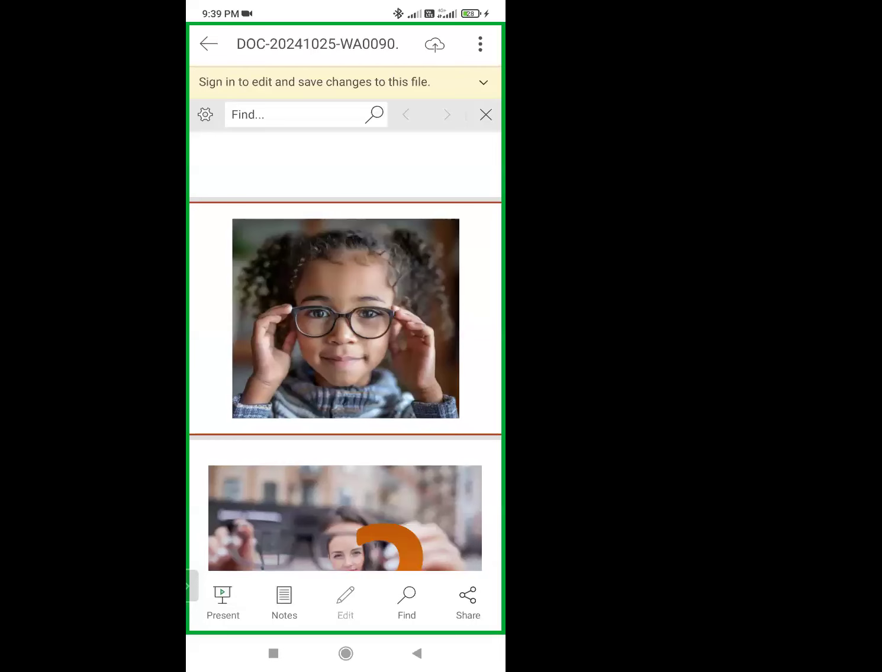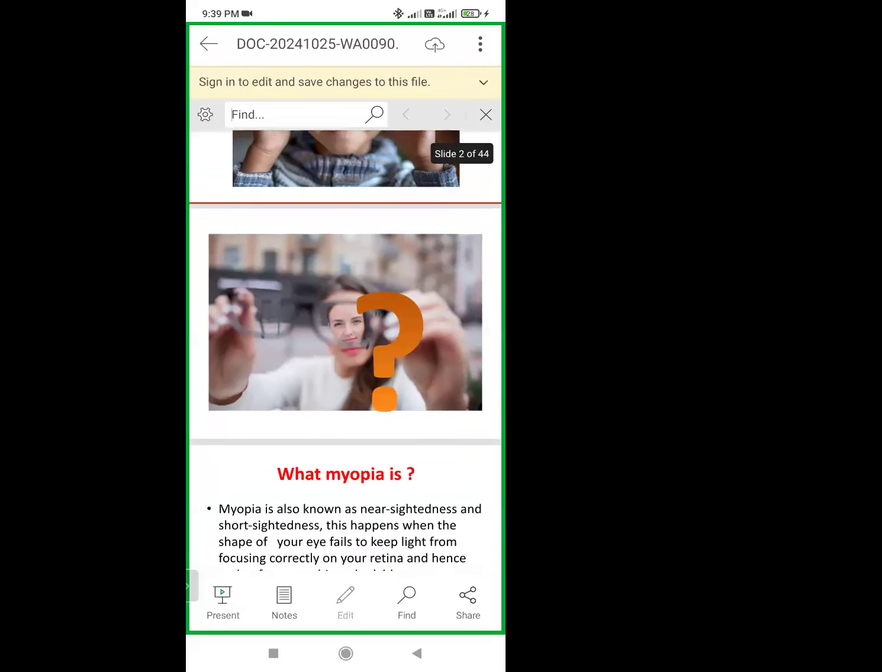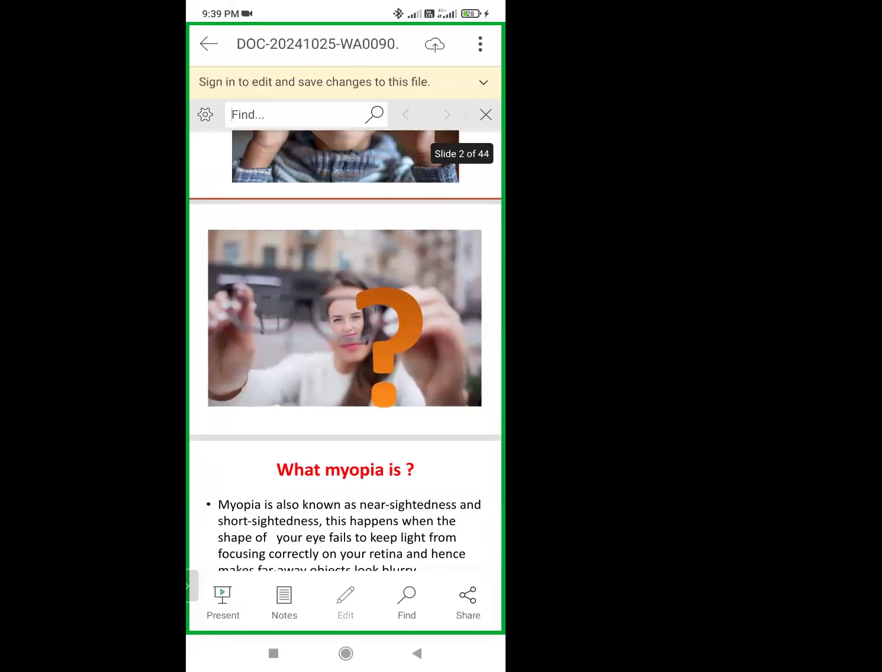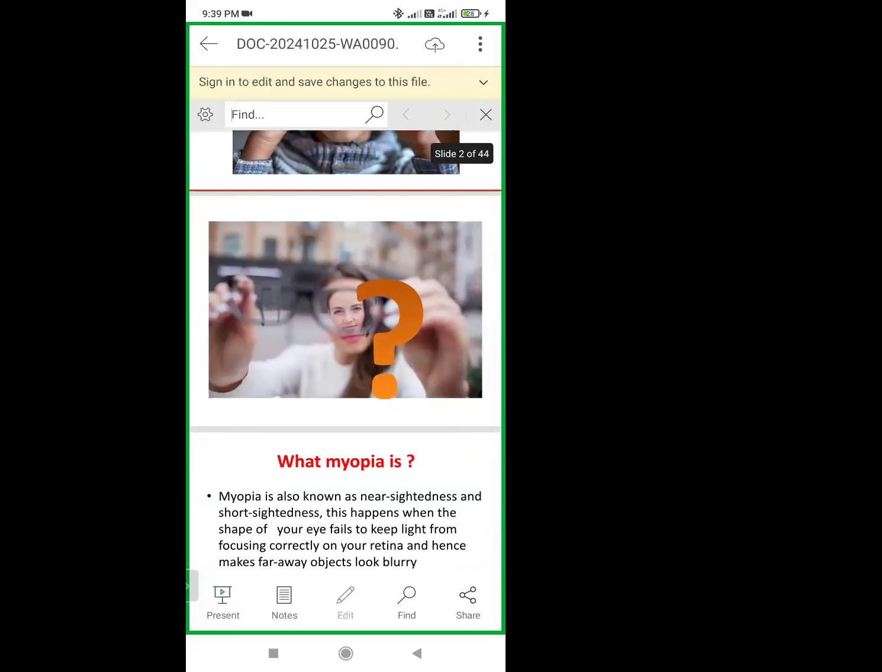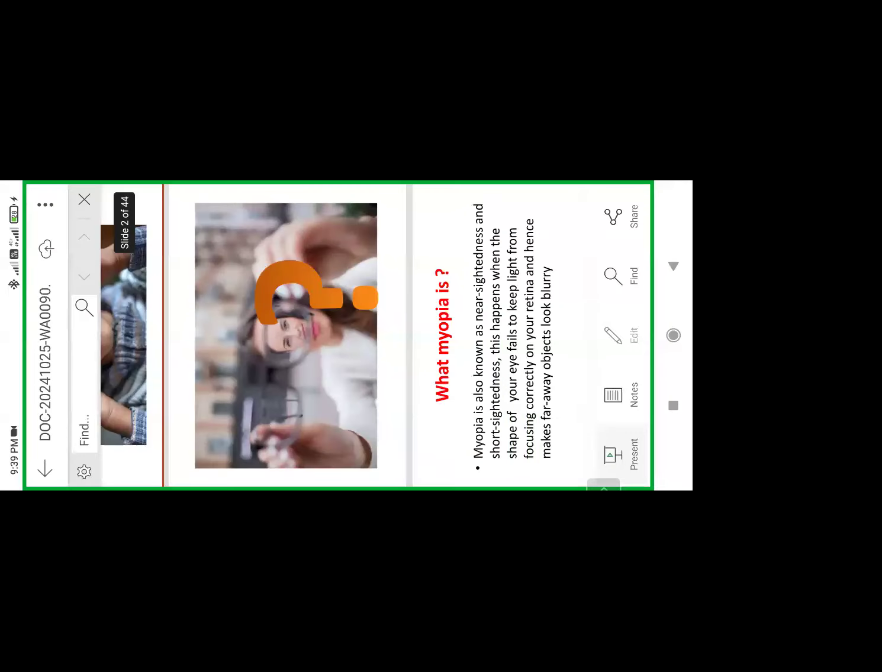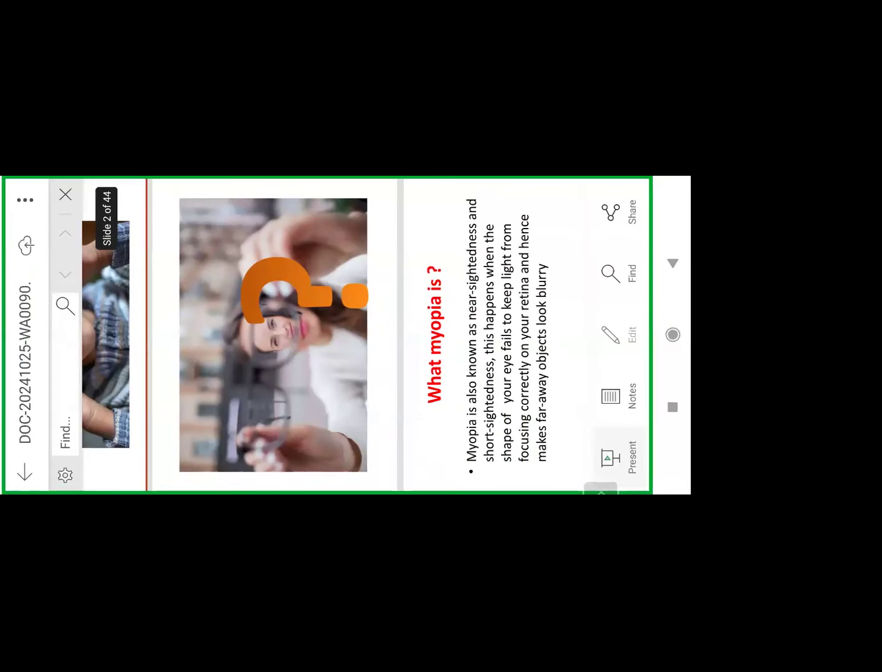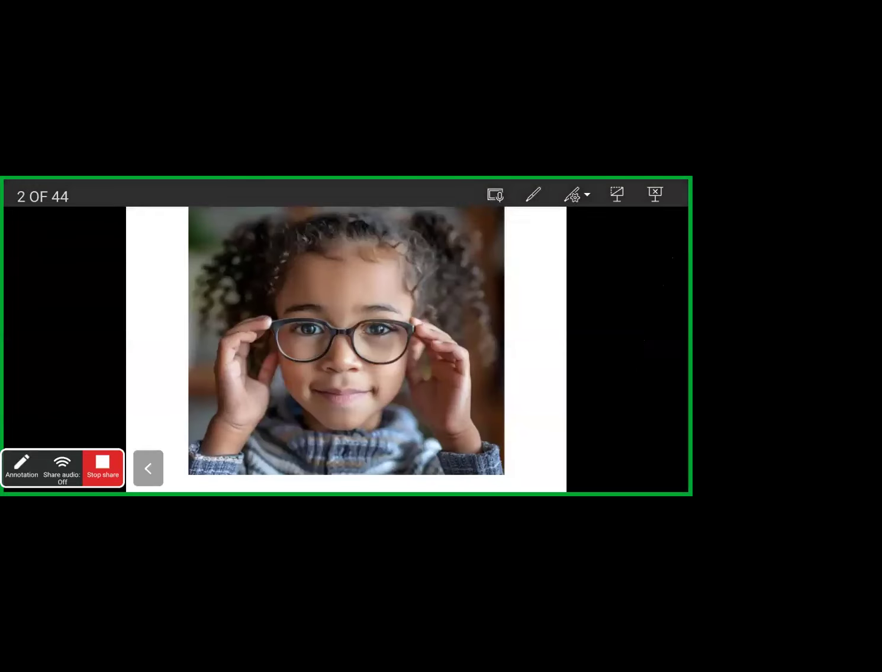And let me ask you, how many of you support that statement? Anyone? Regular use of spectacles or contact lenses can help in improving vision. Yes, sir. The mics are muted, so they can't speak now. Later we can ask questions, sir. Okay, so let me continue.